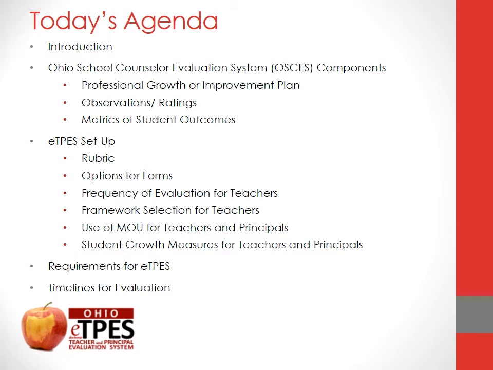Our presentation today will go over many things. We'll look at the Ohio School Counselor Evaluation System components, including the Professional Growth or Improvement Plan, observations and ratings, and the metrics of student outcomes. We'll look at eTPES and what has to happen for setup, including the rubric or rubric alignment, options for forms, the frequency of evaluation for teachers, framework selections for teachers, and the use of an MOU for teachers and principals, and student growth measures for teachers and principals. We'll also look at the requirements for eTPES and timelines for evaluation.